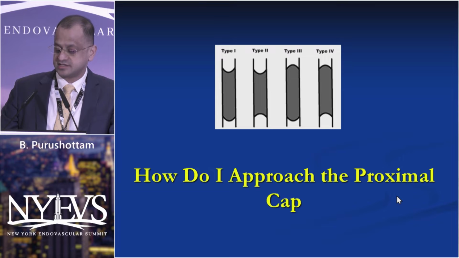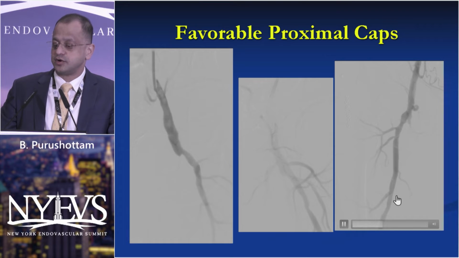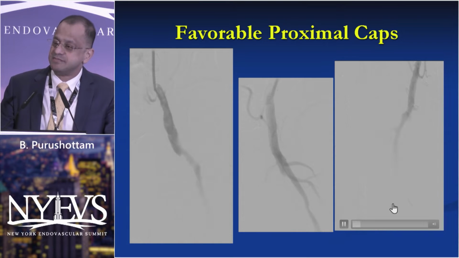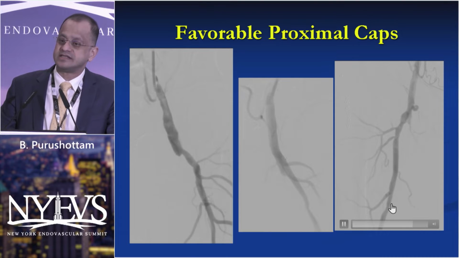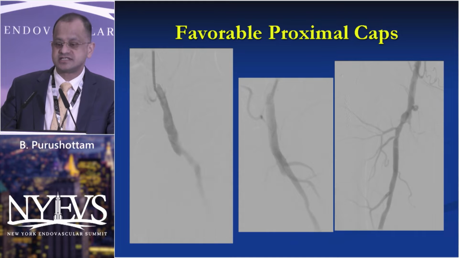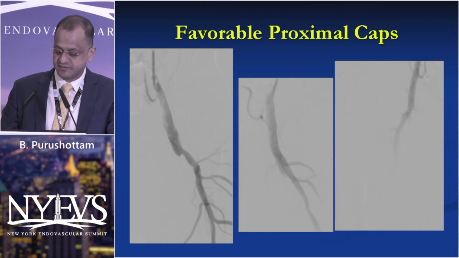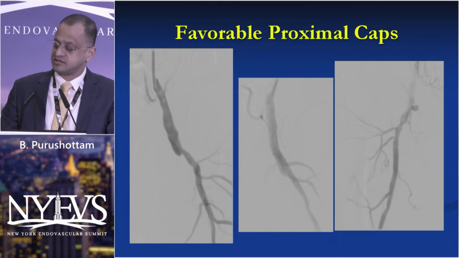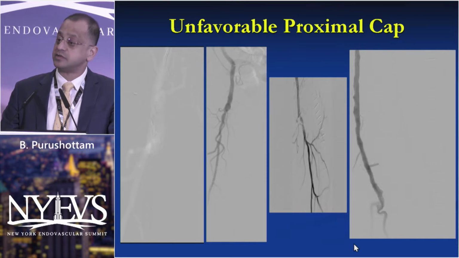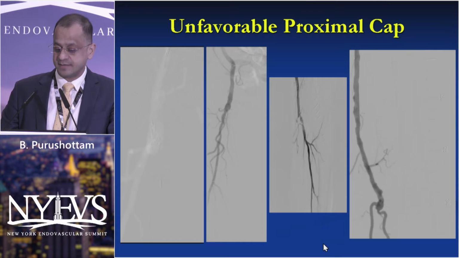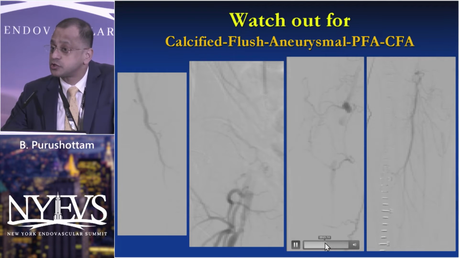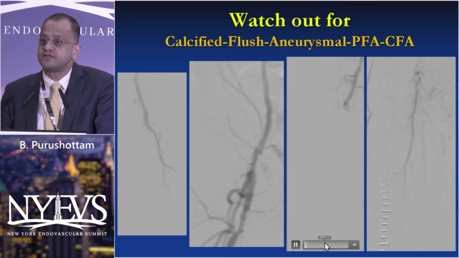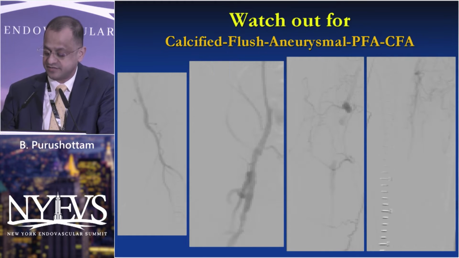Now, the next thing is, how do I approach it? I think it's worth spending at least a minute or so after the angiogram on looking at the cap. If you can't define it, take a few orthogonal shots, see what kind of cap it is. Caps which have a nice beak, away from collaterals, minimal calcification are considered favorable caps. Now, these are examples of unfavorable caps, which are usually calcified, flush occlusions, often involving the common femoral and profunda femoris vessels.